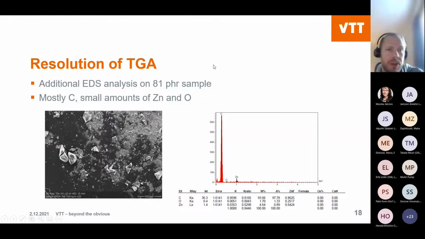Then we made some additional EDS analysis of the sample just to check what exactly is the composition of the remaining ash in the system. It was mostly carbon, as we expected. We have small amounts of zinc and also oxygen, but I think this would be expected, as already shown yesterday in Mohit's presentation.